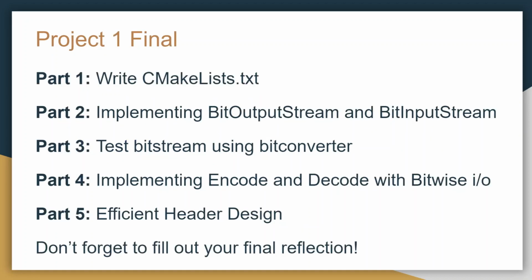Okay, so what do you need to do for project 1 final? For part 1, you need to write the CMakeLists.txt for the Bitstream directory. Then for part 2, you need to implement BitOutputStream and BitInputStream. Then you need to test these using the Bitconverter. Obviously, you're not required to test, but testing is good and you really should. Part 4, implementing encode and decode with Bitwise IO. And then part 5, efficient header design. Also, please don't forget to fill out your final reflection for this project.